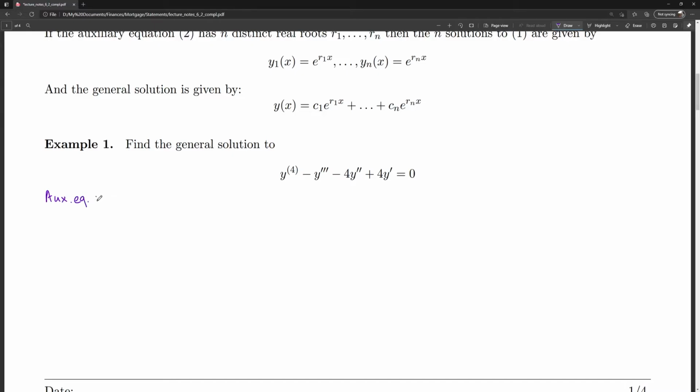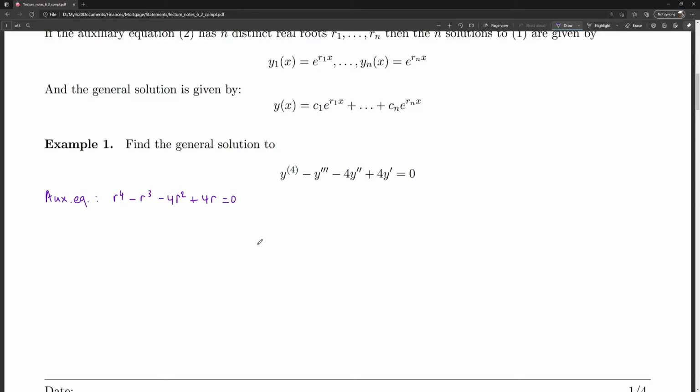And so for the auxiliary equation, we look at the order of the derivative, and that becomes the power of r. So we have the fourth derivative of y becomes r to the power 4, minus y triple prime becomes r cubed, minus 4y double prime becomes minus 4r squared, plus 4y prime becomes plus 4r. And because there's no y in this differential equation, we don't have a constant term here.